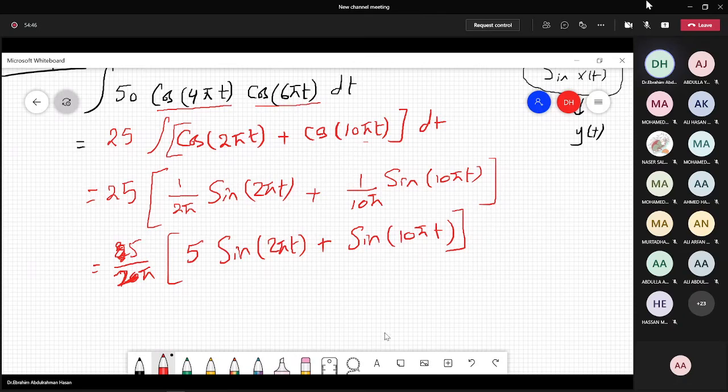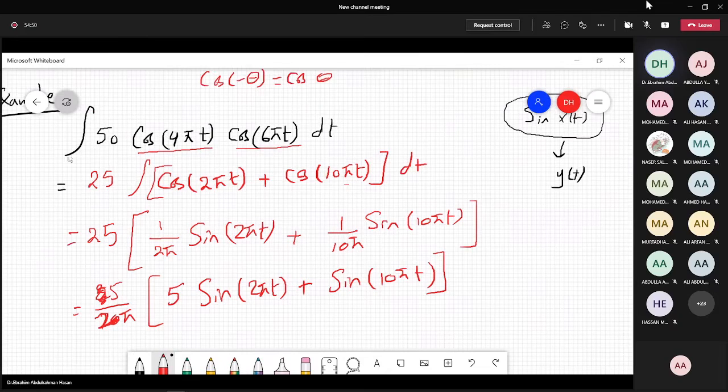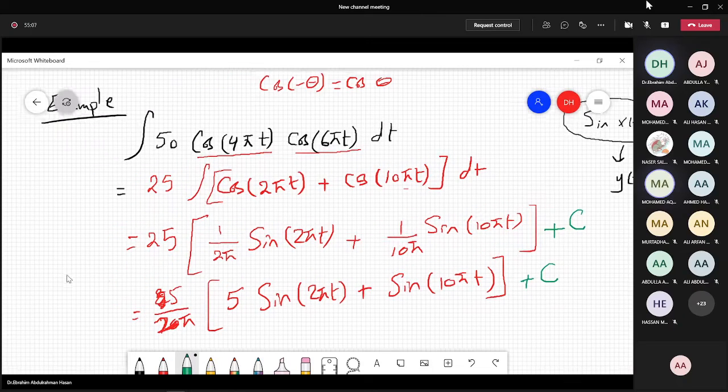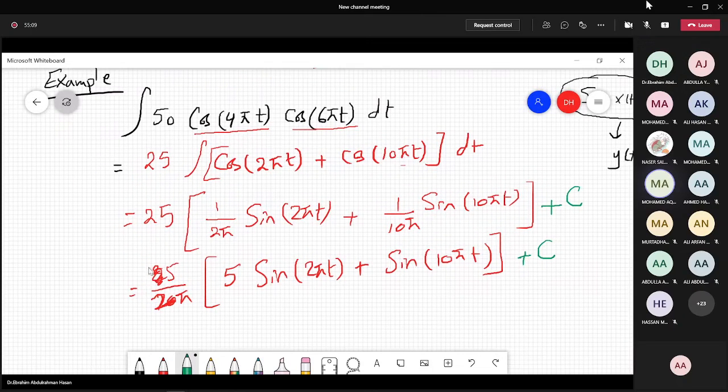Any questions? Of course, as we said, this is an indefinite integral, so always here we have plus a constant. A student says the function came out for them, and that before the bracket it was 25 over 10. Okay.